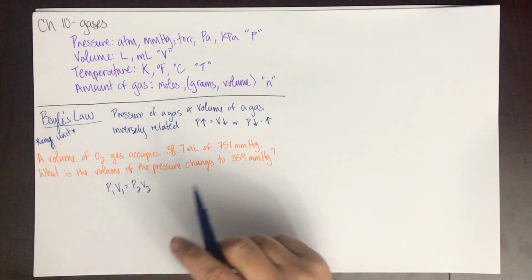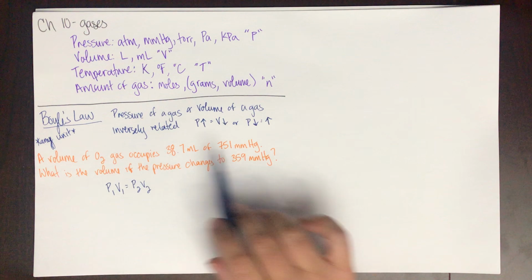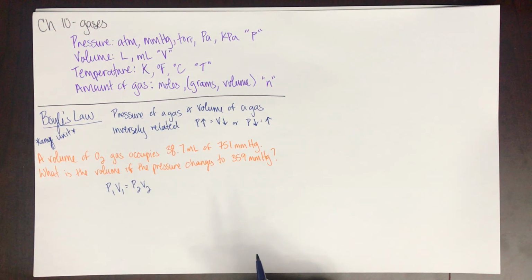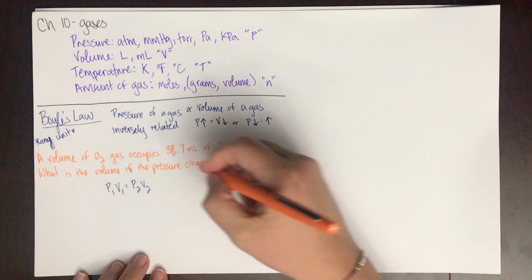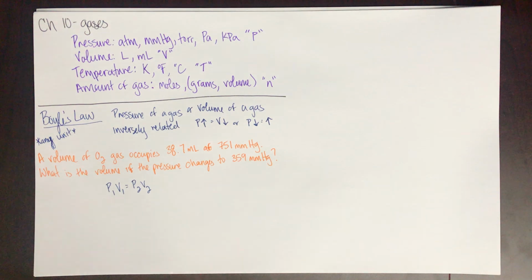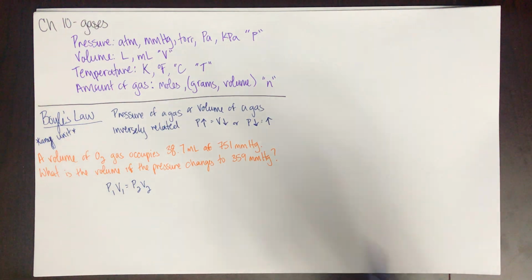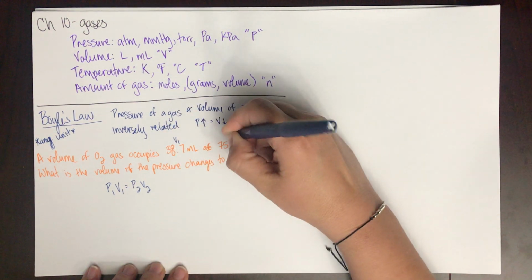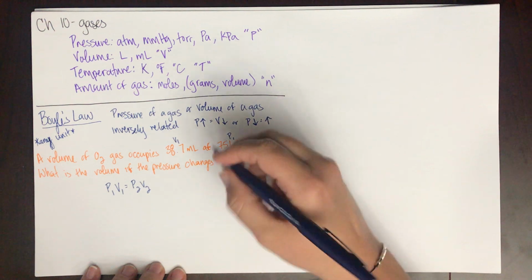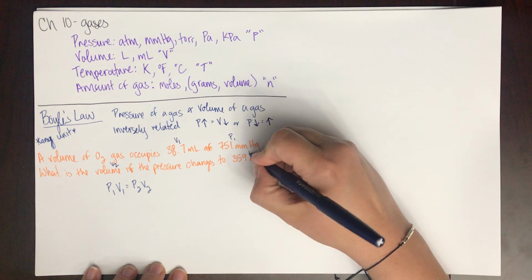So a volume of oxygen occupies 38.7 milliliters, that's the volume, at a pressure, this should say at, not of. Volume of gas occupies 38.7 milliliters at 751 millimeters of mercury. So this right here is my V1, and this is my P1, and it says what is V2 if the pressure changes to 359, P2.